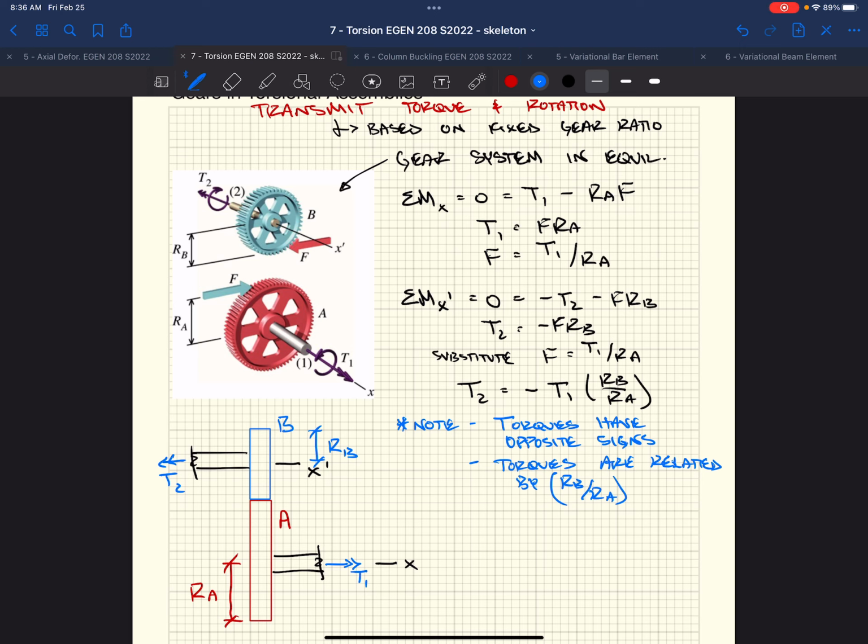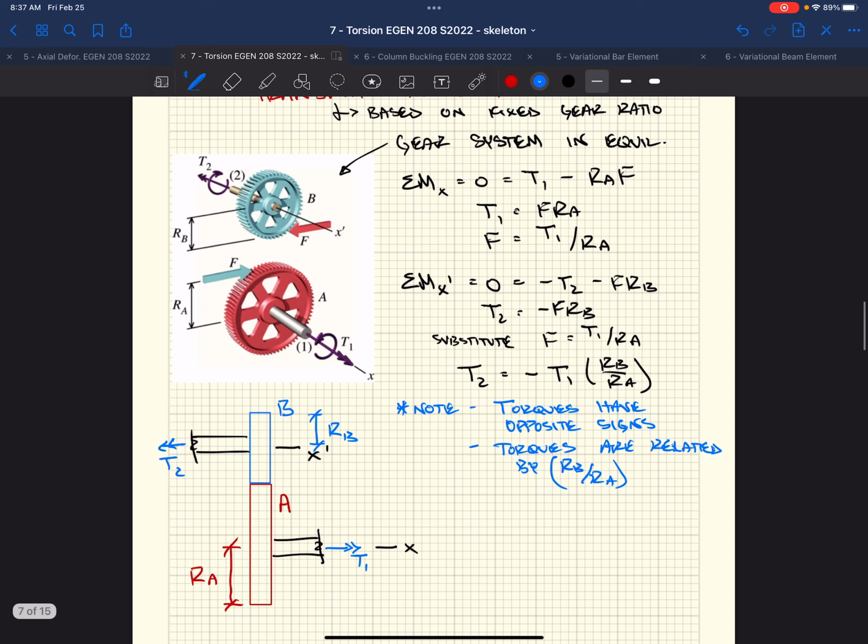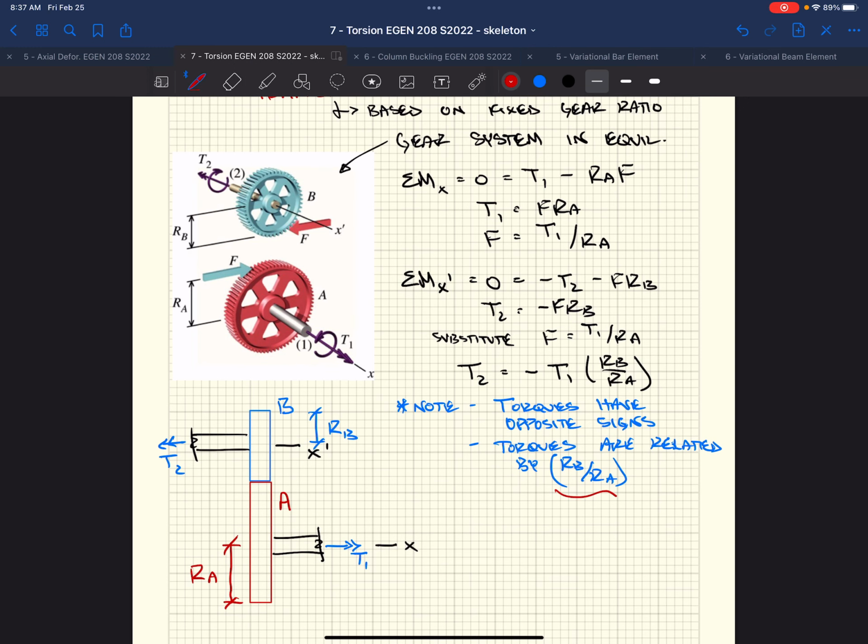So if we want the torque in B, which is T2, we take the torque in the first gear, we change the direction because we know that with gear assemblies it changes direction, and we multiply it by the ratio of the radius of gear B over the radius of gear A. So this ratio is just called our gear ratio.